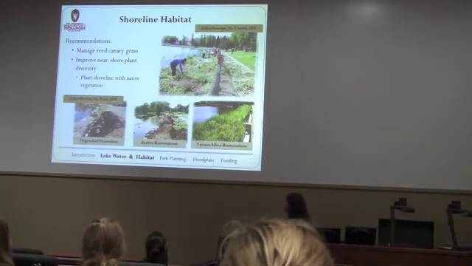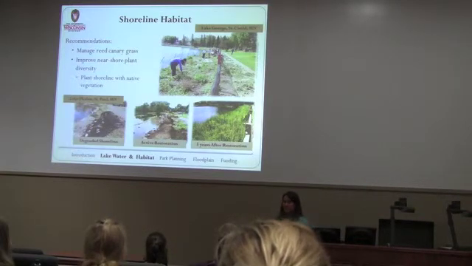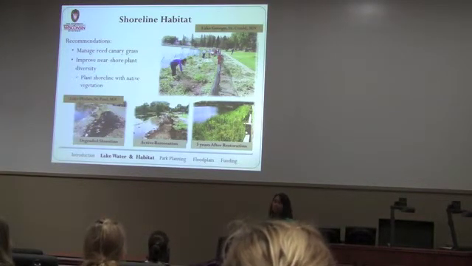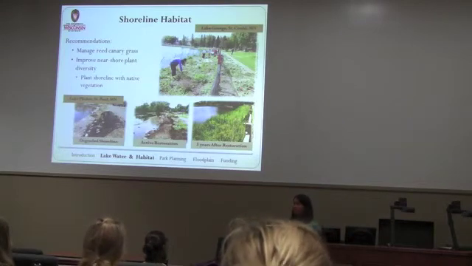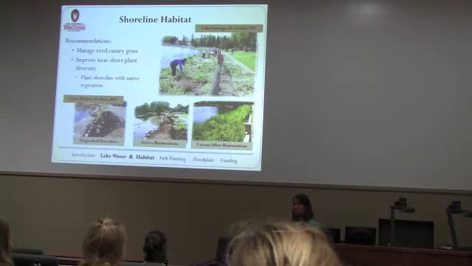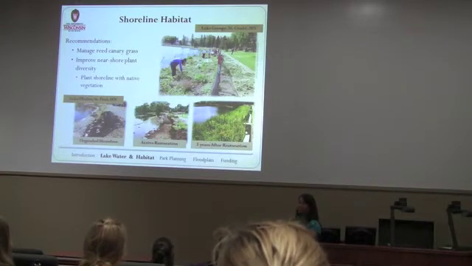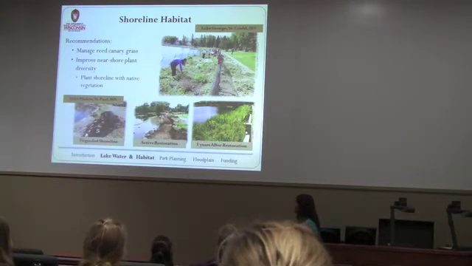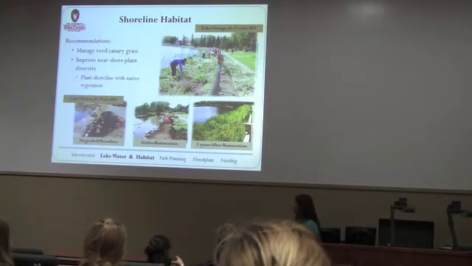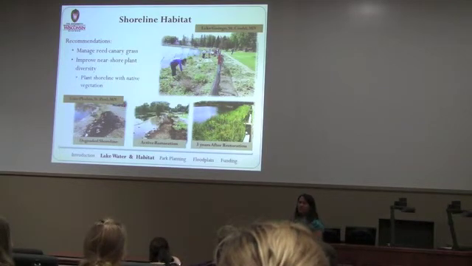So another recommendation is to manage the reed canary grass either through burning, excavation, or herbicides, and also improve the nearshore plant diversity by planting plants along the shore. You can see here examples of the restoration effort in St. Cloud, Minnesota, where volunteers are planting plants along the shoreline. And here you can see a series going from a degraded shoreline. It's very steep, it's eroding, it doesn't have much plants, and moving to active restoration where they're reconfiguring that bank, and then 3 years after there's a nice diverse plant community there.